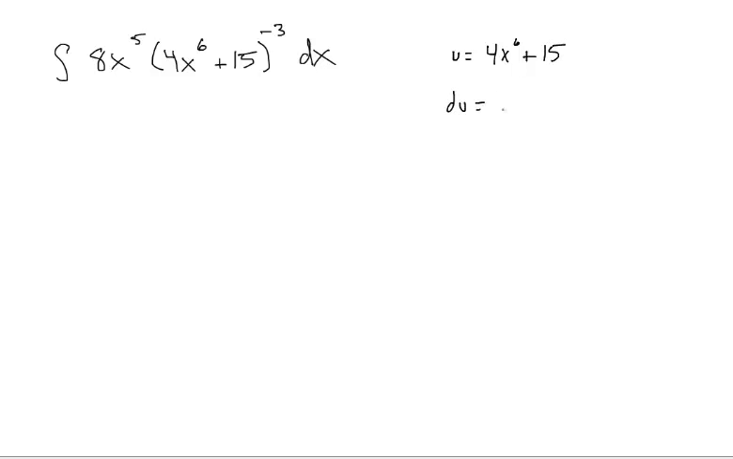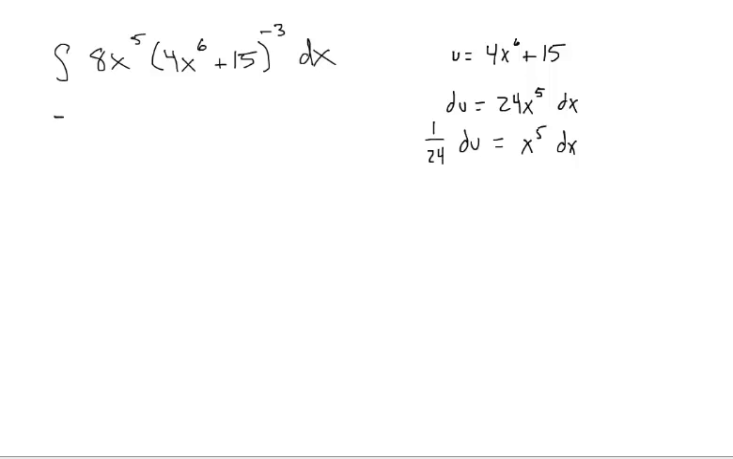du is equal to 24x to the fifth dx. So now you can see that we have an 8x to the fifth in the problem, and we have a 24x to the fifth in our du. And what I like to do is move the constants to the other side of the equation. So I'm going to say that 1/24 du is equal to x to the fifth dx.